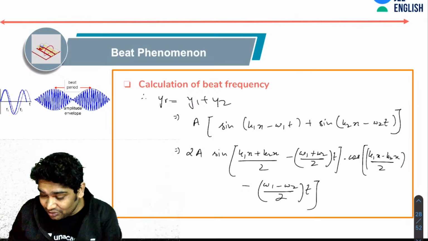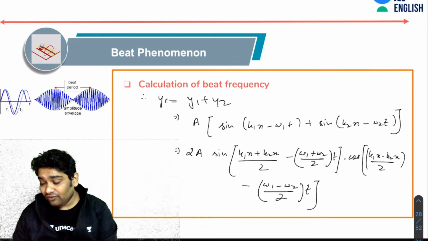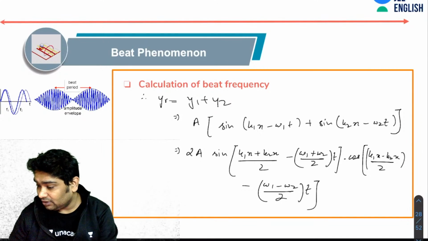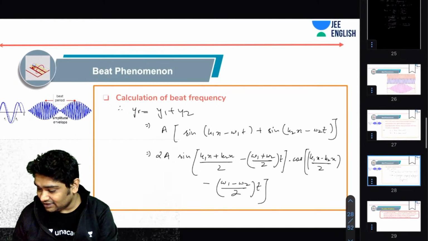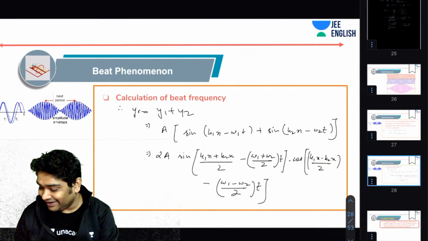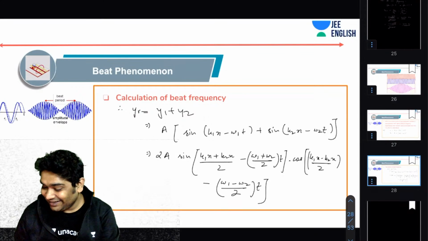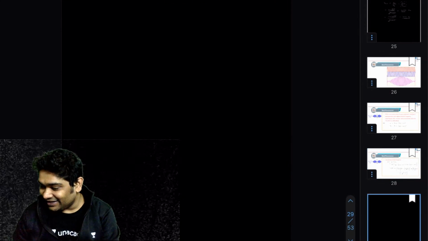Now, you usually know that for beat phenomena to be observable, this is not the equation that you see anywhere in beats, right? Not in any of your books. In any of your books, what you realize is that they show you something different which doesn't make much sense.